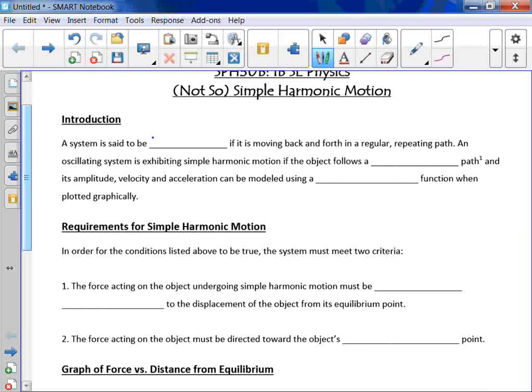A system is said to be oscillating if it's moving back and forth in a regular repeating path. An oscillating system is exhibiting simple harmonic motion if the object follows a linear path and its amplitude, velocity, and acceleration can be modeled using a sinusoidal function.